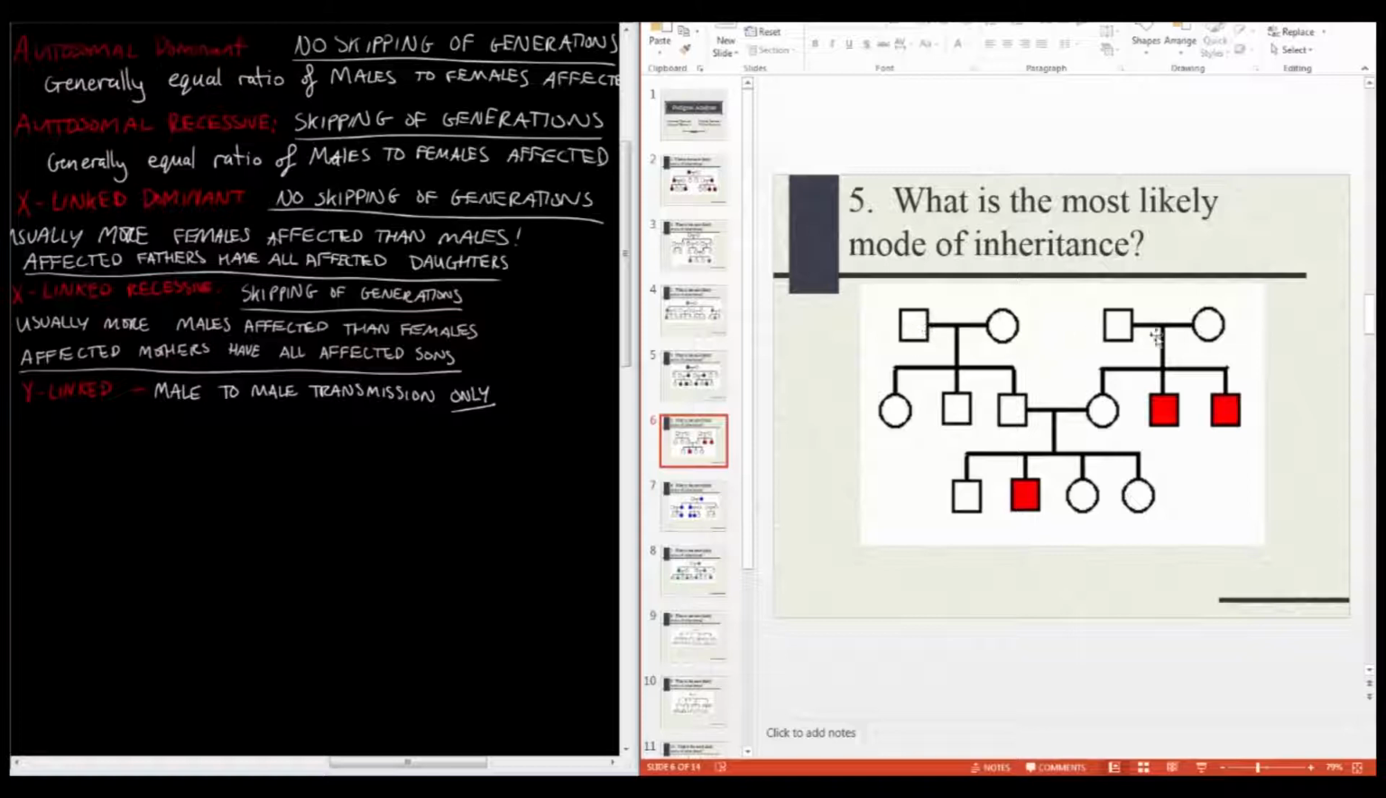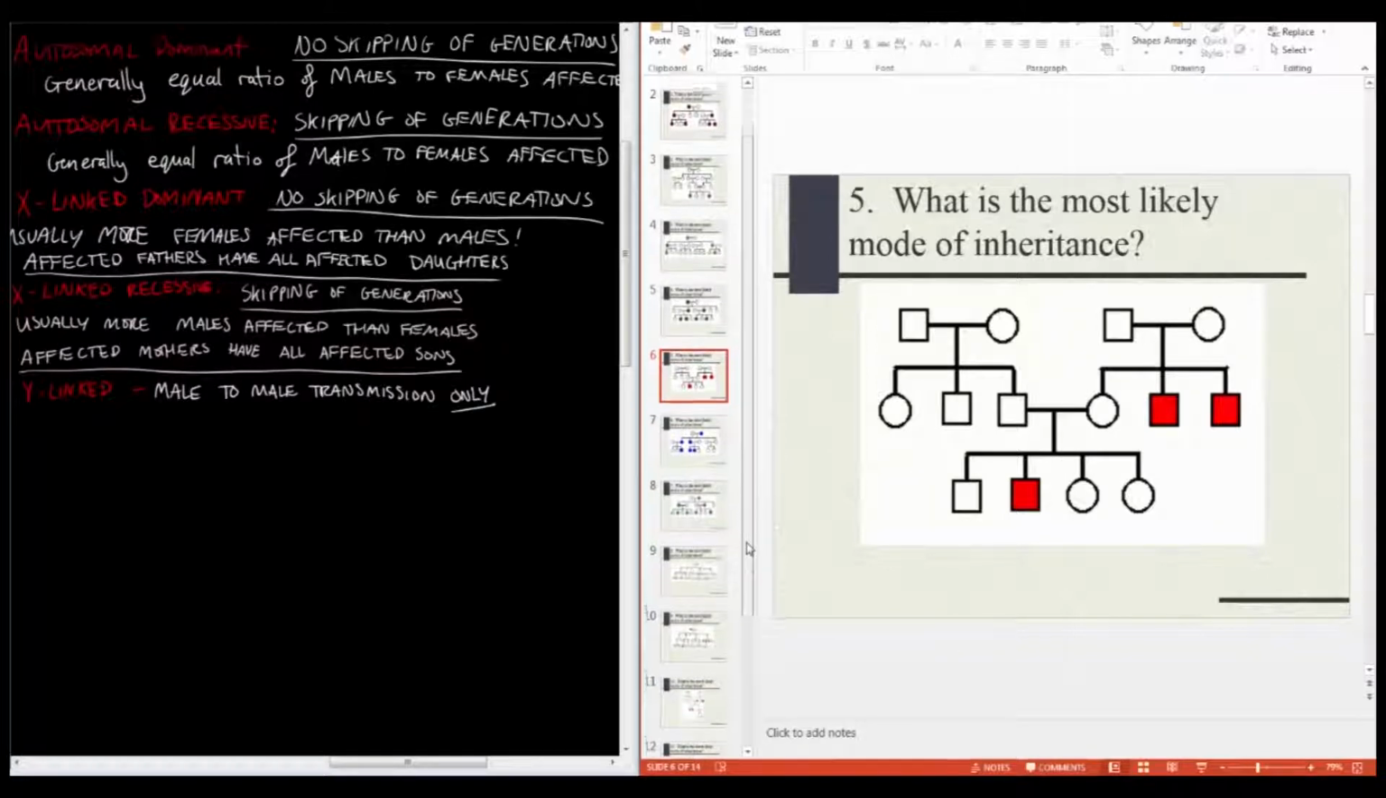So the first thing we notice with this is the disease skips in this top generation, so it's a recessive trait. Is it autosomal or is it X-linked recessive? We count up the number of affected males and females. 1, 2, 3 males affected, no females affected. With an X-linked recessive trait, usually there are more males affected than females. Most likely inheritance pattern for this, X-linked recessive.